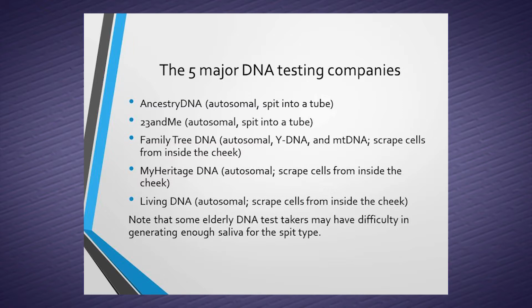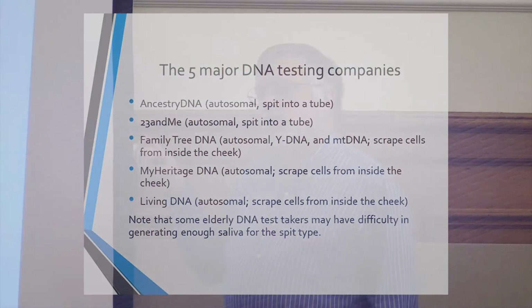The newest company in the business is Living DNA, and I just got back my first results from them. They're an autosomal test, again, scrape cells from inside the cheek. One of the things that makes them a little different is they are not into matching you with cousins. That's not part of what they do. They're more into telling you where your ancestry is from. The other companies all do that too, but that's all Living DNA does. They don't do the matching to who might be your second cousin or third cousin.